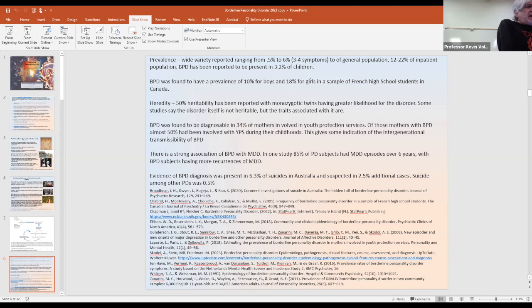So in Australia, 6.3% of suicides were people who had a diagnosis of BPD, and in 2.5% additional cases, it was suspected the person had BPD. Compare this with suicide among other personality disorders, which was about 0.5%. So we see a lot more suicide with BPD than we do with other personality disorders.